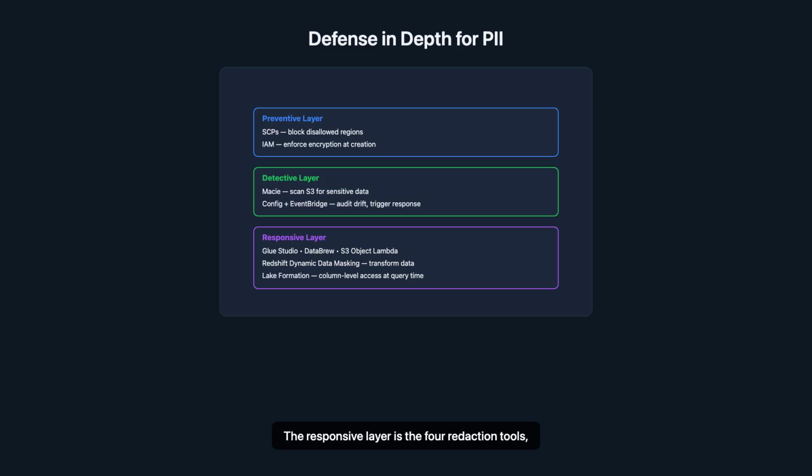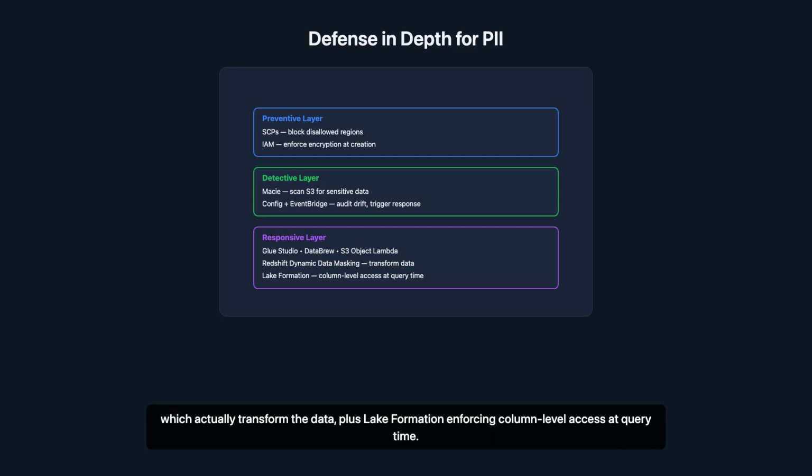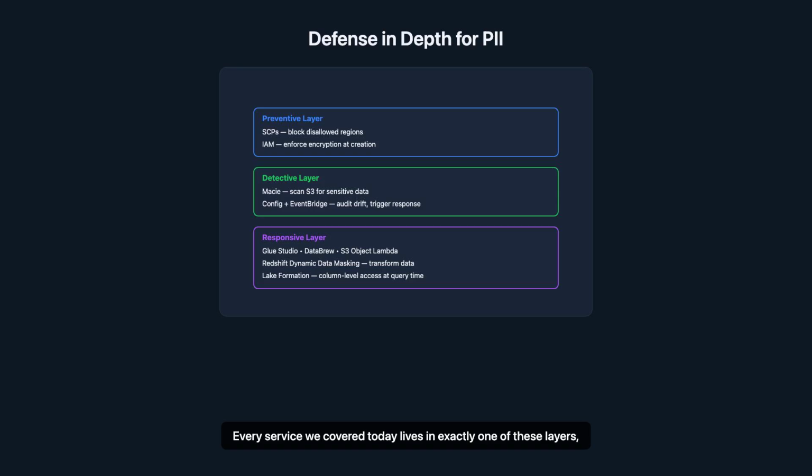The responsive layer is the 4 redaction tools, Glue Studio, DataBrew, S3 Object Lambda, and Redshift Dynamic Data Masking, which actually transform the data, plus Lake Formation enforcing column-level access at query time. Every service we covered today lives in exactly one of these layers, and that's the lens to carry forward.